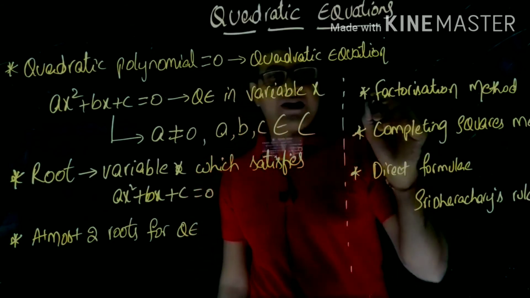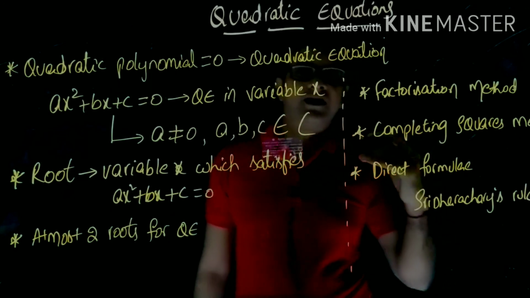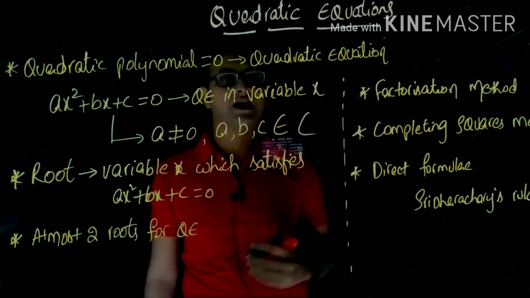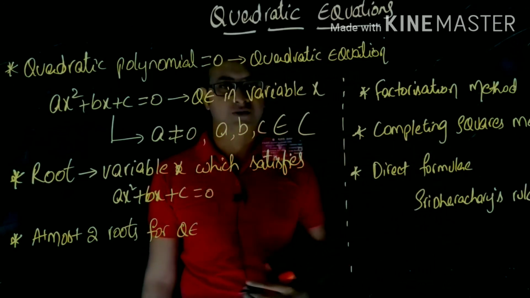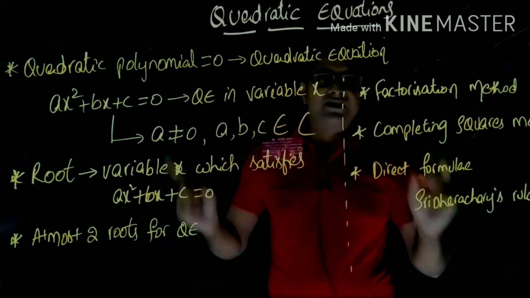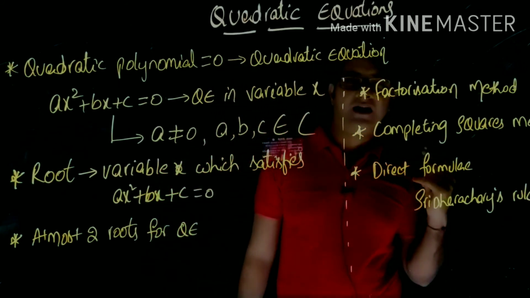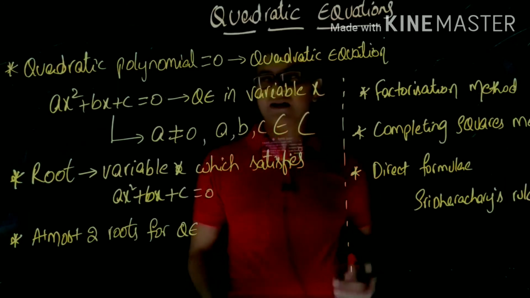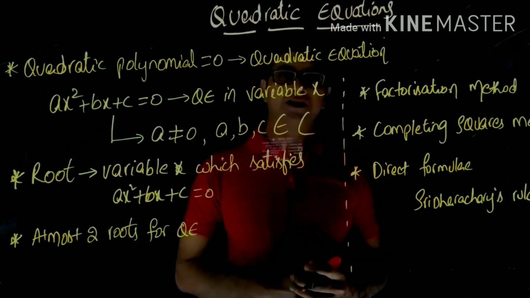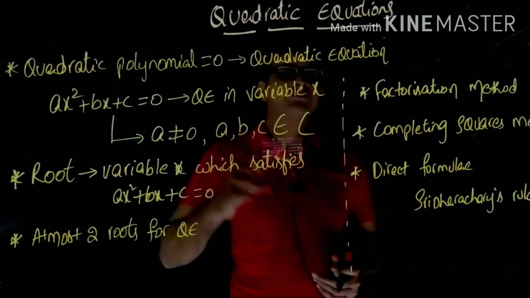As we have the factorization method, why are we going to the completing the squares method, and then why are we going to Sridharacharya's way? Regarding this entire thing, we will go for the next video. And this is just somewhat of an introduction regarding the basics of the quadratic equation.